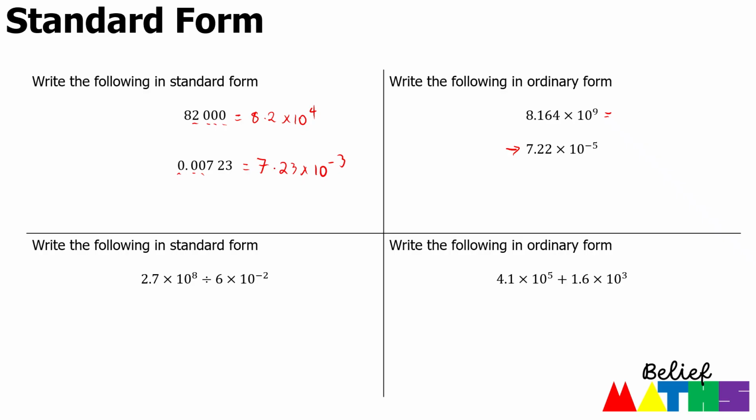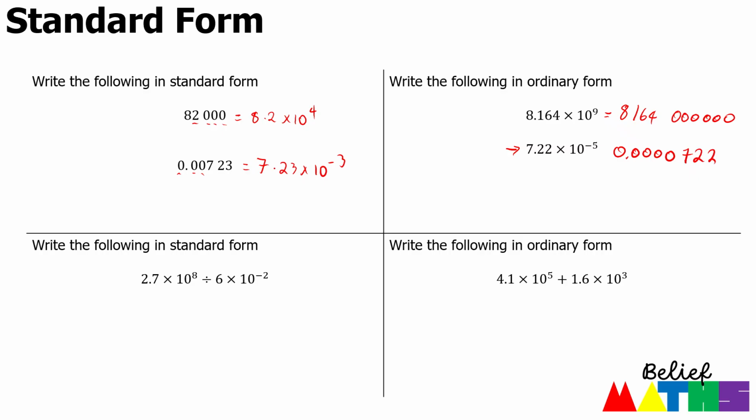So again, in this case, 3 jumps over those and then an extra 6 jumps. So we've got 6 zeros. So 8, 1, 6, 4, and then 1, 2, 3, 4, 5, 6 zeros. This one, 1, 2, 3, 4, 5 zeros, and then 7, 2, 2, and a decimal point after the first 0.